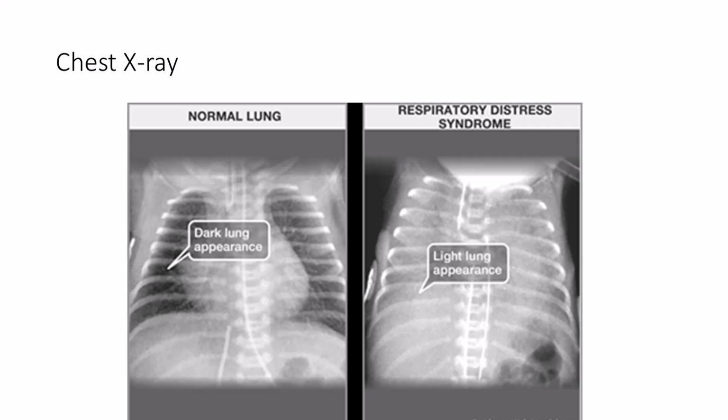In contrast, a chest X-ray of an infant with respiratory distress syndrome typically shows several characteristic abnormalities due to the lack of surfactant and the resulting alveolar collapse. The lungs appear less aerated, with a ground glass or hazy appearance, indicating poor air exchange. There may also be visible reticulogranular patterns, which are fine, granular opacities throughout the lung fields, representing collapsed alveoli and fluid-filled spaces.